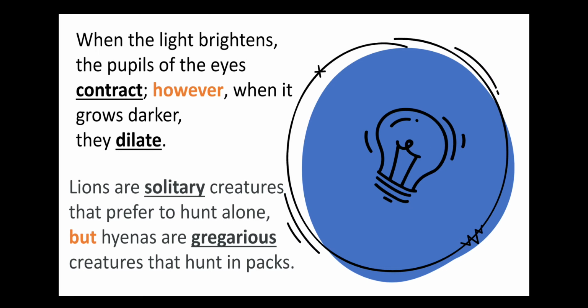Lions are solitary creatures that prefer to hunt alone. So what is the meaning of the word solitary? Creatures that prefer to hunt alone. But hyenas are gregarious creatures that hunt in packs. It means they like company and they hunt in groups.